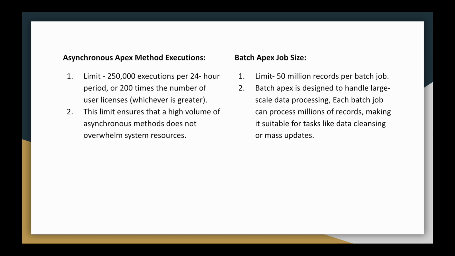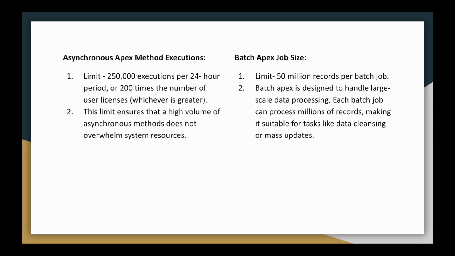We have first our asynchronous Apex method execution limits. Here we have a limit of 250,000 executions per 24-hour period. Why are we talking about a 24-hour period? Because it includes schedulable jobs as well, and sometimes we schedule jobs to run every 24 hours, that is, it should run once a day. So it has a limit of 250,000 executions or 200 times the number of user licenses.